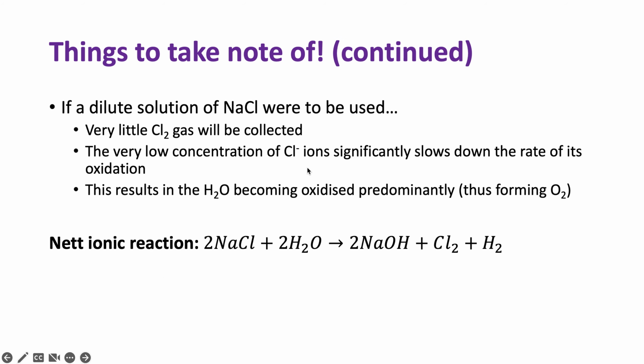Okay, so some further things to take note of. If a dilute solution of sodium chloride were to be used, very little chlorine gas will be collected. This is because the very low concentration of chloride ions significantly slows down the rate of its oxidation. This results in the water becoming oxidized predominantly, thus forming oxygen. And so here we have our net ionic reaction. So please take note of this as well.